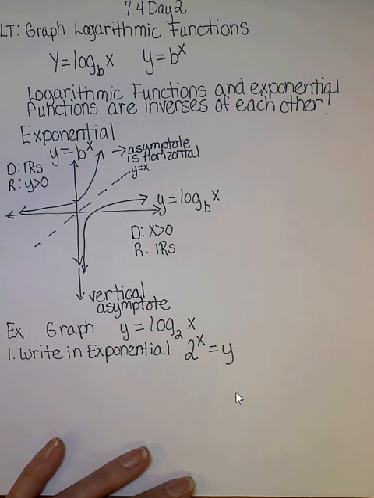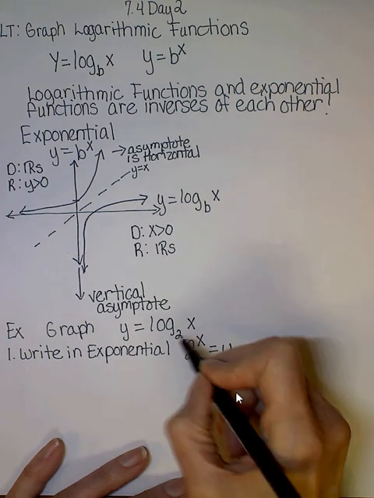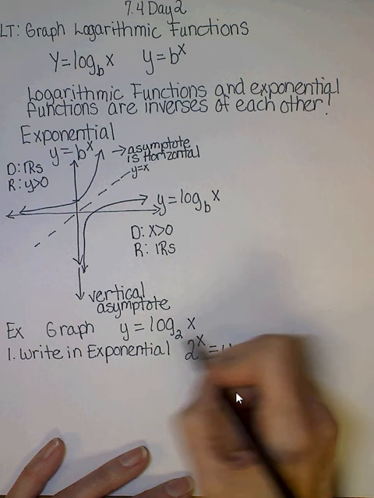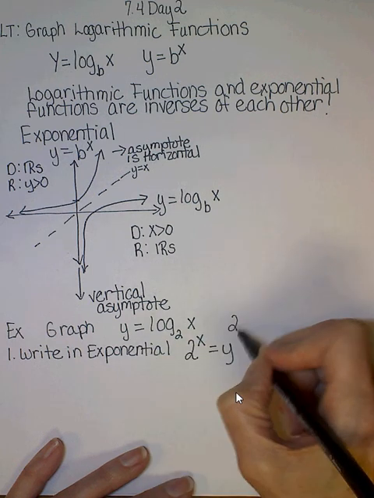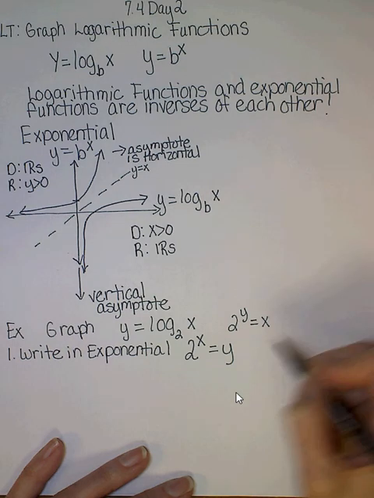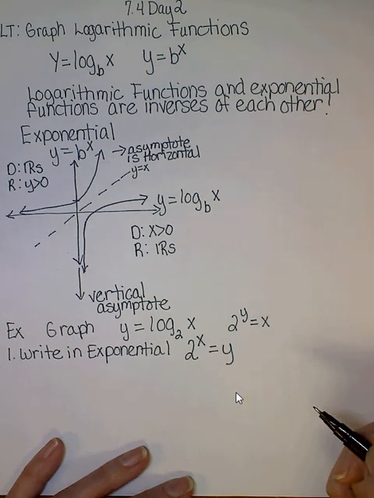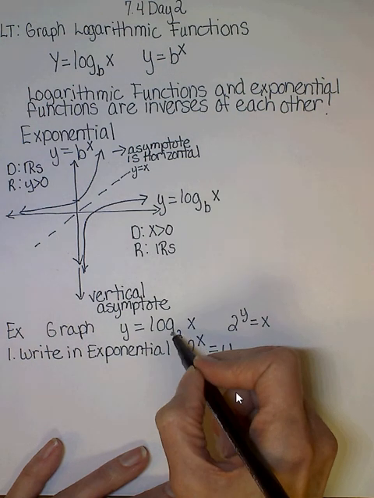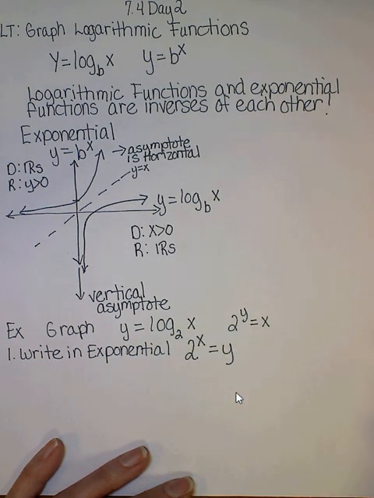Okay, so if you wanted to do your arrows, you would do 2 to the y equals x, and then you would have to switch places with those two. So that's why these two are in different places. Don't think about it a whole lot. Just use this as your base and x as your exponent.